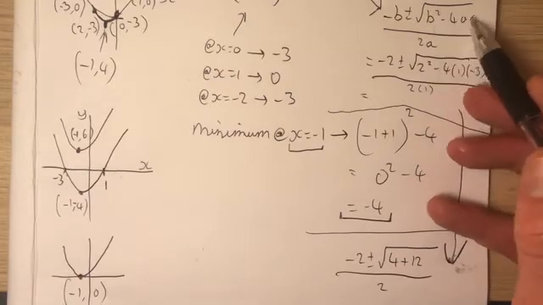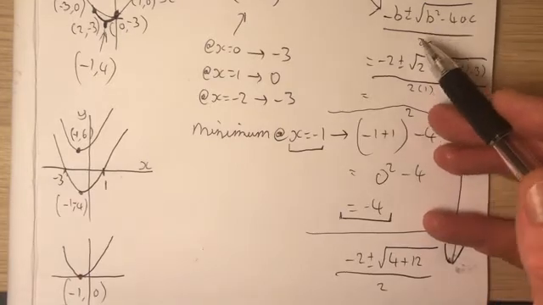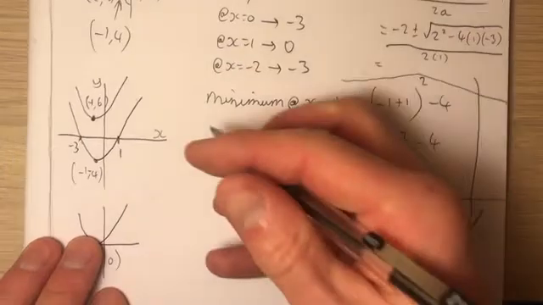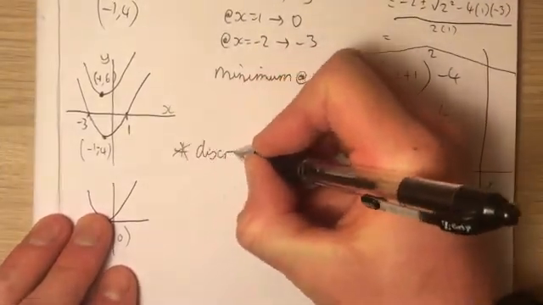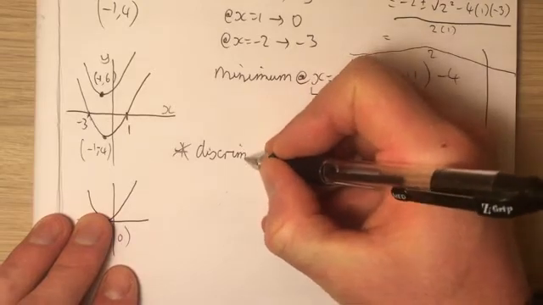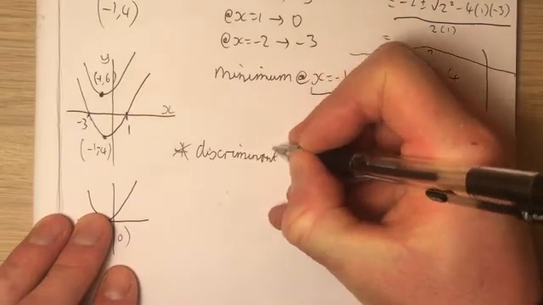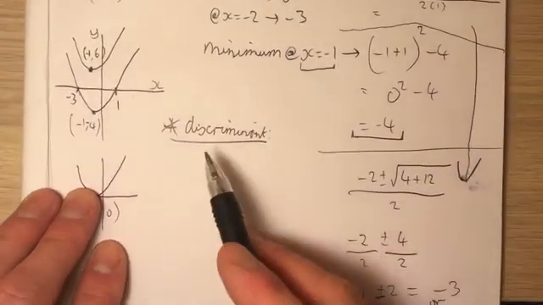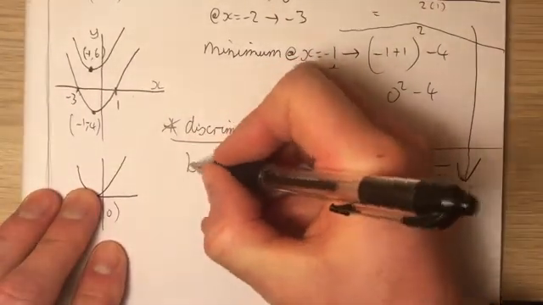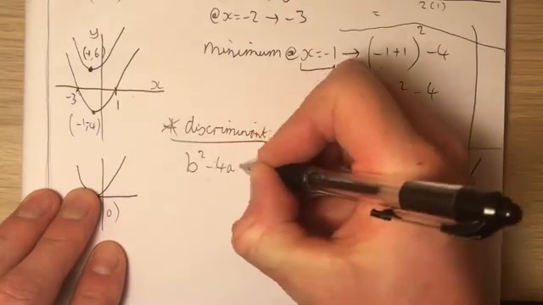So this number in here, this is very special, and we're going to call this the discriminant. So this is something well worth noting down, okay? You need to remember this, you need to be able to use this. Discriminant. So the discriminant is the bit that we call b squared minus 4ac.